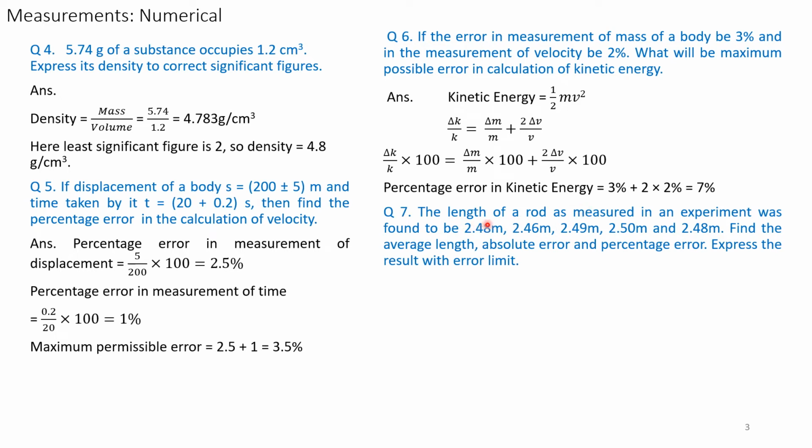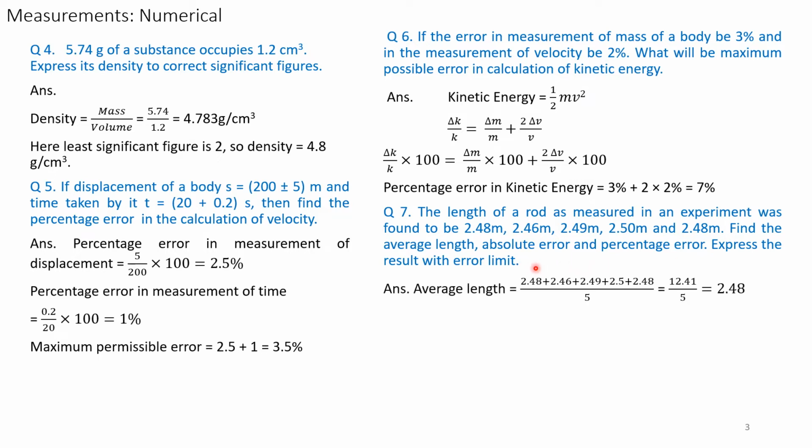Question number 7. The length of a rod as measured in an experiment was found to be 2.48 meters, 2.46 meters, 2.49 meters, 2.5 meters and 2.48 meters. Find the average length, absolute error and percentage error. Express the result with error limit. So we have to calculate three things. We have to find the average length, then the absolute error, and the percentage error. And we have to express the result in error limit.